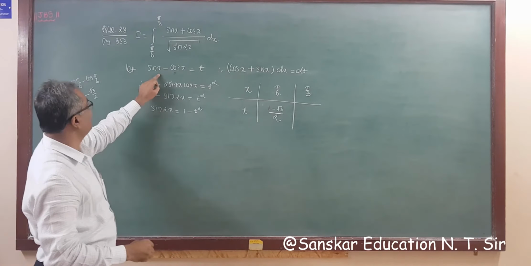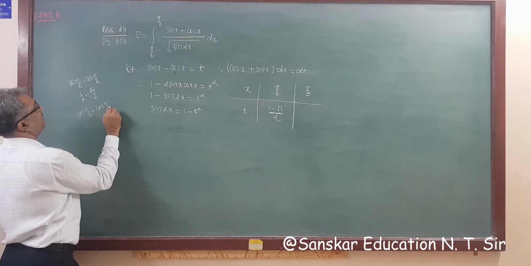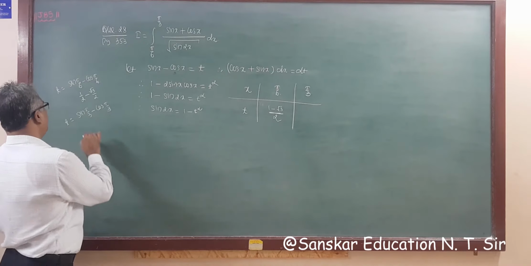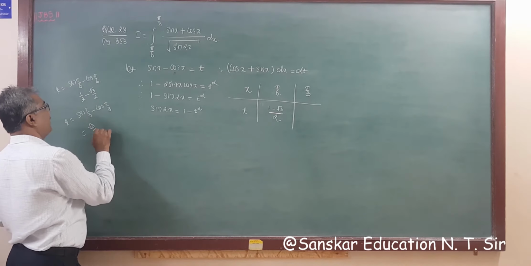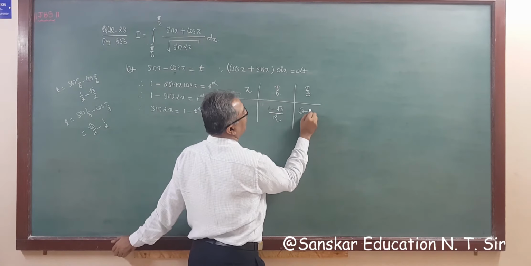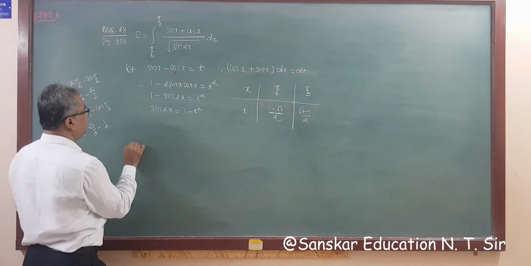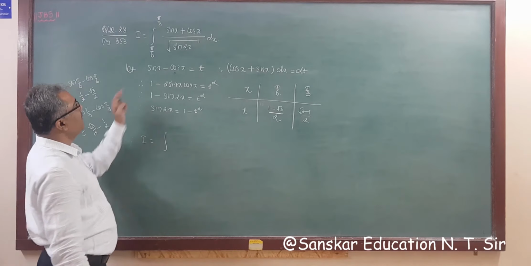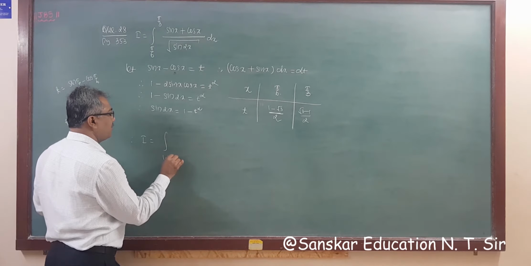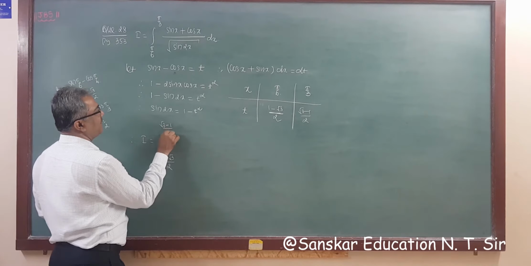Now pi by 3. So x is equal to pi by 3 means sin pi by 3 minus cos pi by 3 is your t. Sin 60 is root 3 by 2 and cos 60 is half. So the answer will be root 3 minus 1, divided by 2. So your new limit will be: I is equal to integration from 1 minus root 3 by 2 to root 3 minus 1 divided by 2.